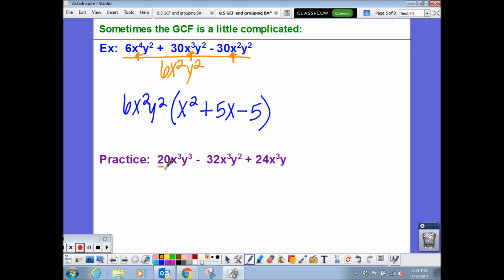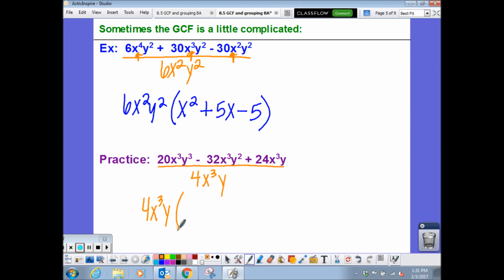Okay, I'm going to talk through this one, but if you want to pause it and work it out yourself, you can do that. So 20, 32, and 24. I think the biggest number that goes into all of those is going to be 4. Then I'm going to look at the x's. They all have x cubed, and they all have at least a y. So that is my GCF, and then I have to write the leftovers.